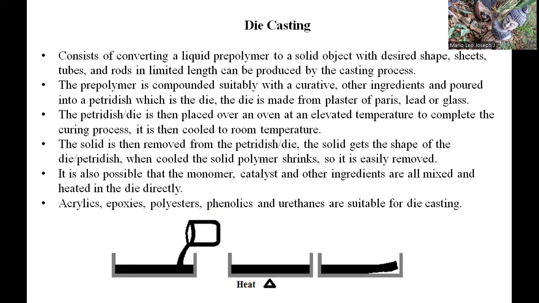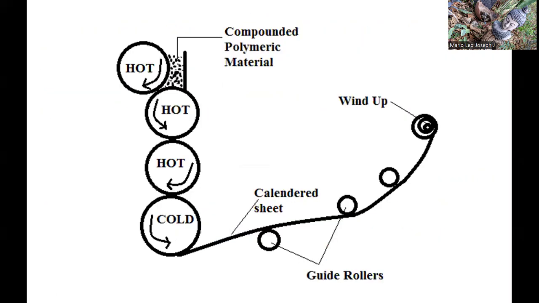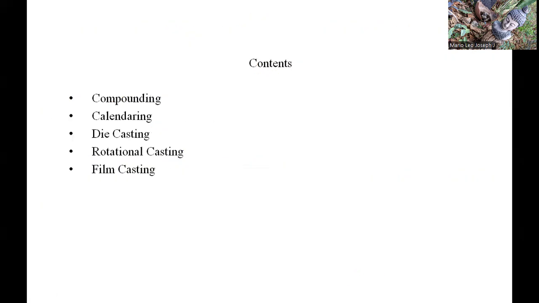So we'll go into the contents of the presentation. The contents are, first, compounding, then calendaring, die casting, rotational casting, and film casting. We'll do calendaring and die casting in one video, and then we'll break the remaining, rotational casting and film casting, into another video. It's better for you to focus on simple things than complex things. I think it'll be easier for you, I believe.